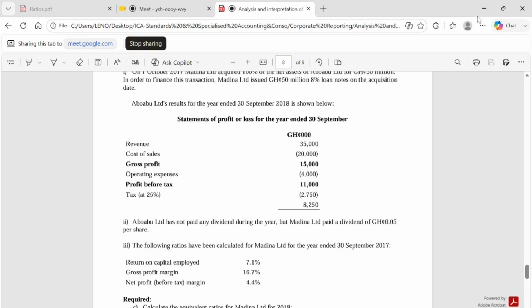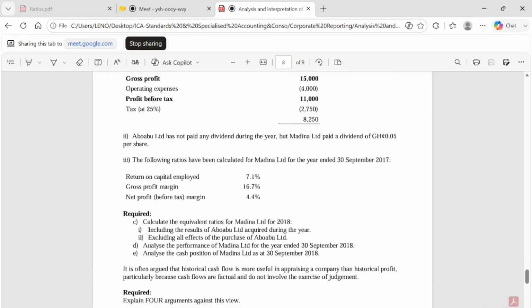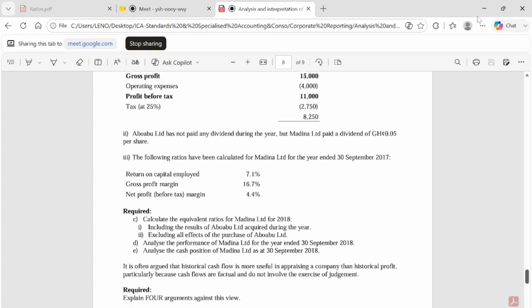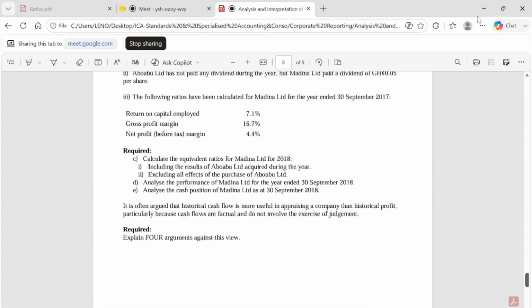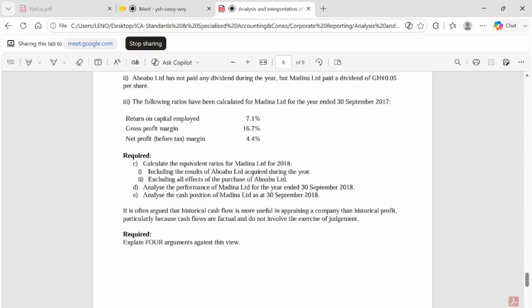Now they've given you ratios of Madina: return on capital employed, gross margin, and net profit before tax margin. Now calculate the equivalent ratio for Madina for 2018. Obviously, they've calculated 2017 for you, so you should calculate the 2018. So they say we should calculate the equivalent ratio for Madina Limited for 2018, including the results of Abuabu Limited acquired during the year.